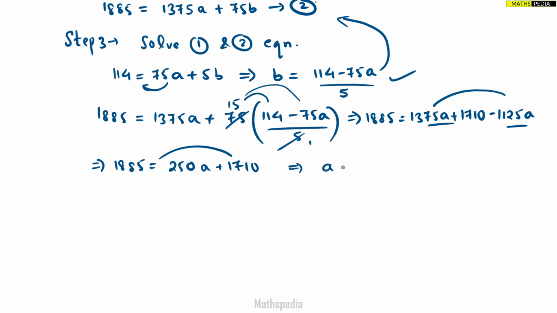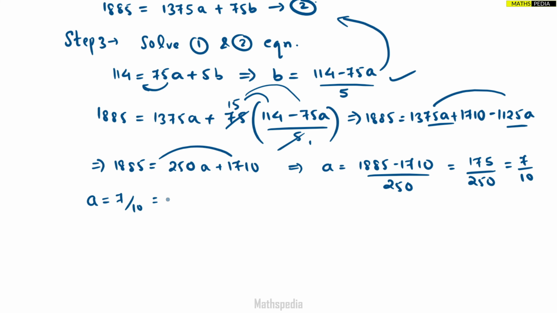So that means a value becomes what? 1885 minus 1710 divided by 250. So it will be equal to how much? This will be 175 divided by 250, right? So 25 you can cancel, 7 by 10. So the a value I got is 7 by 10, or you can write it as 0.7. That is also fine.